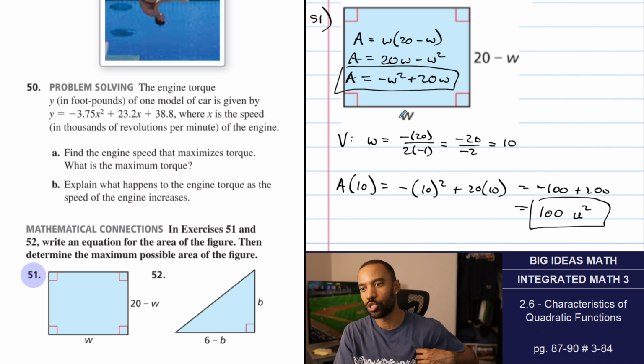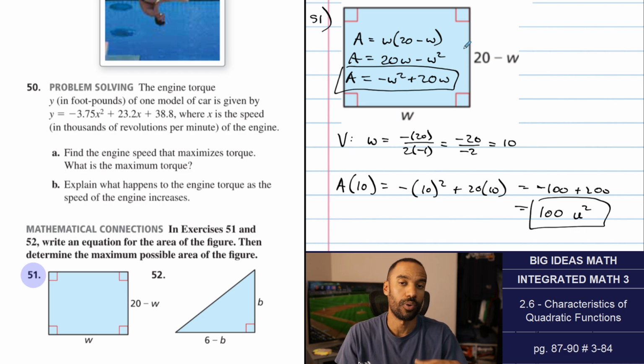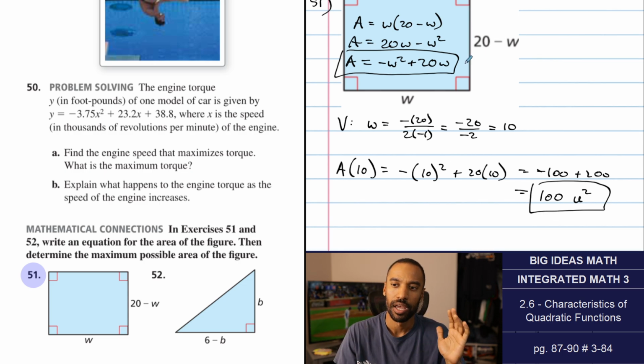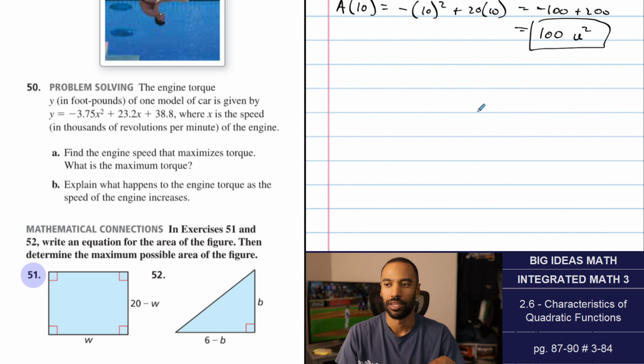So the maximum possible area is 100. Apparently, it's when both the length and width are 10. And that's true. When you have a quadrilateral and you can represent all four sides with variable amounts, squaring off your area as much as possible is where you're maximizing area the most.